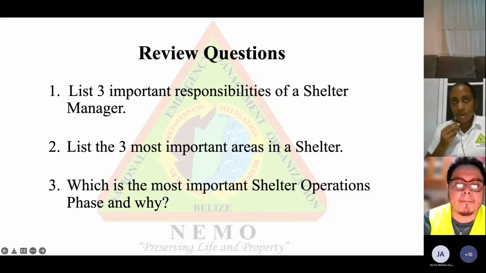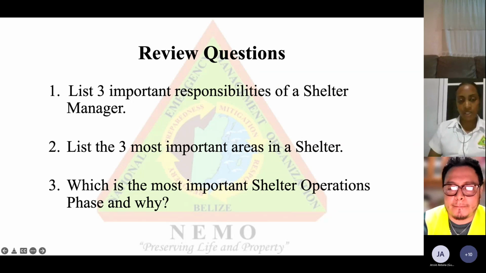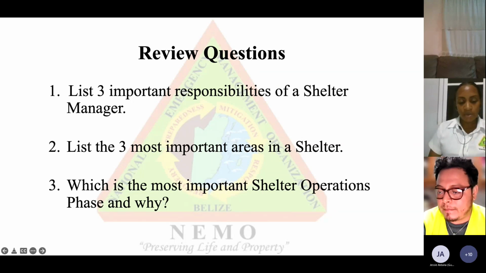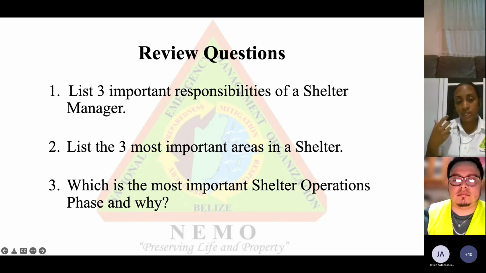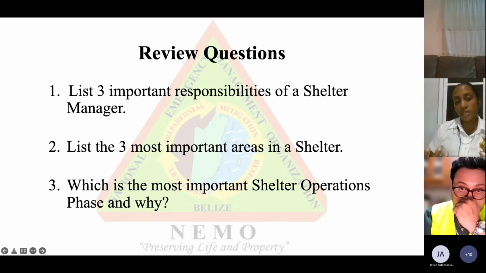For kids in your shelter who maybe can't keep still, you want to create child-friendly spaces. I know a lot of municipalities are encouraging this through UNICEF, where you're creating a child-friendly space using the resources that you have.